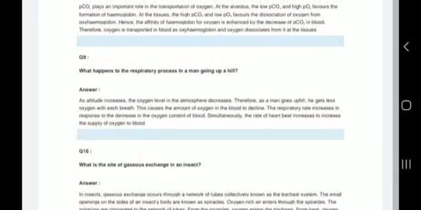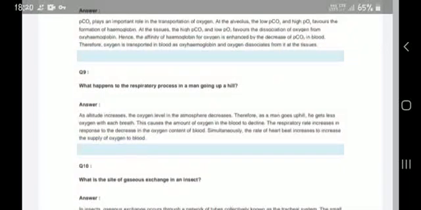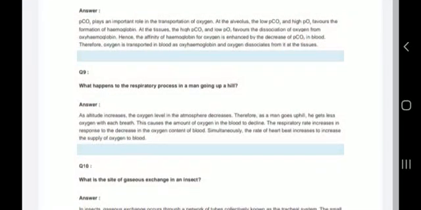Next is, what happens to the respiratory process in a man going up a hill? As altitude increases, the oxygen level in the atmosphere decreases, and therefore as a man goes uphill, he gets less oxygen with each breath. This causes the amount of oxygen in the blood to decline, and the respiratory rate increases in response to the decrease of the oxygen content of blood. Simultaneously the heart rate increases to increase the supply of oxygen to the blood.